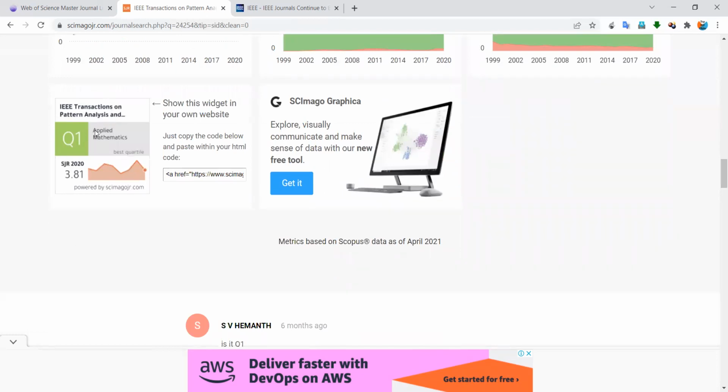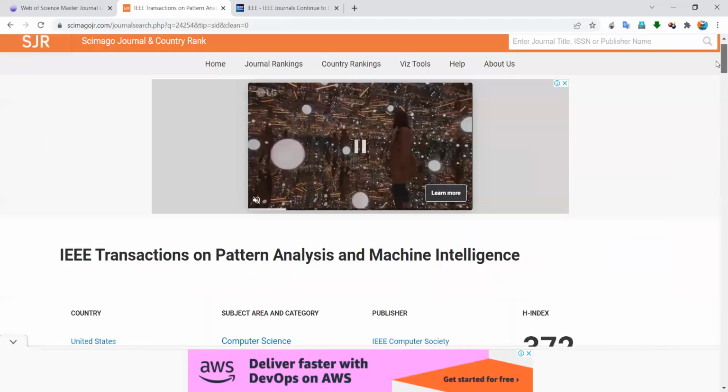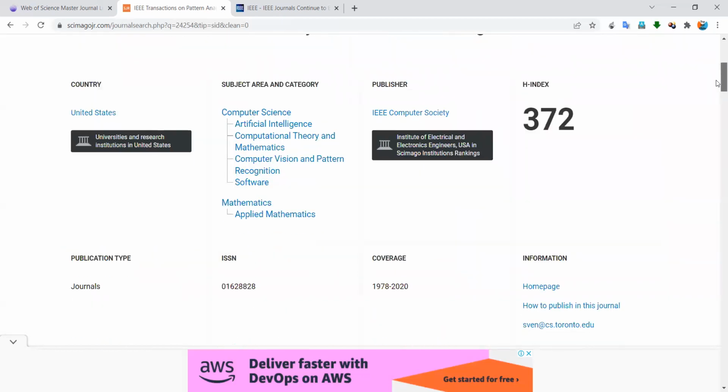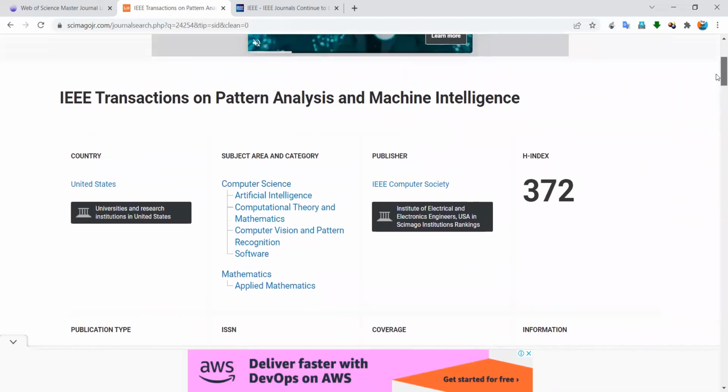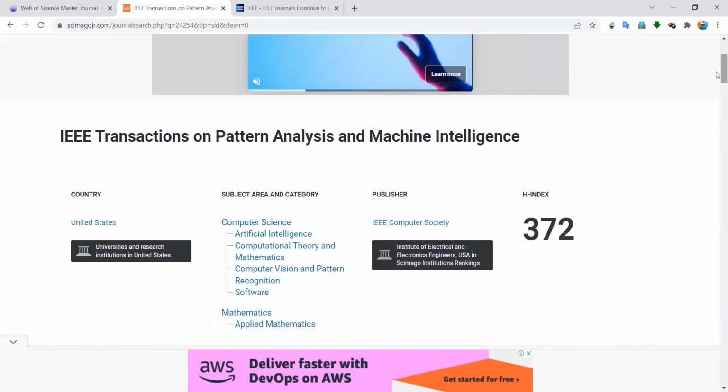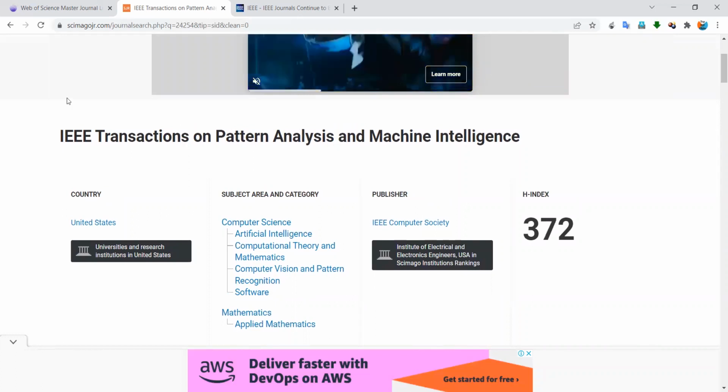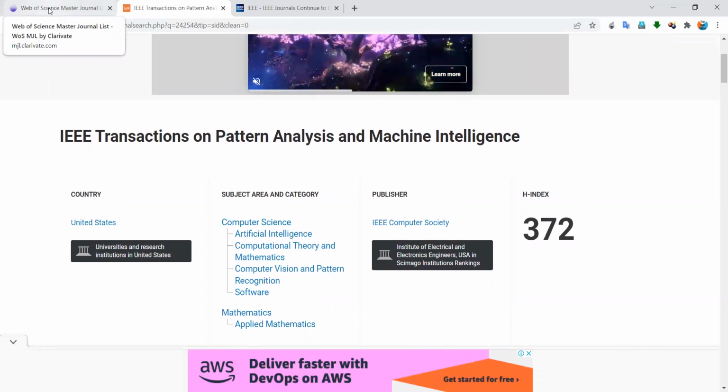And finally, it's an overall Q1. This widget shows that it's a Q1 journal with respect to applied mathematics as well as computer communication and networks, computer science. Now, coming down to the final conclusion, I will say that the journal is of A plus category, because it's an elite class journal.